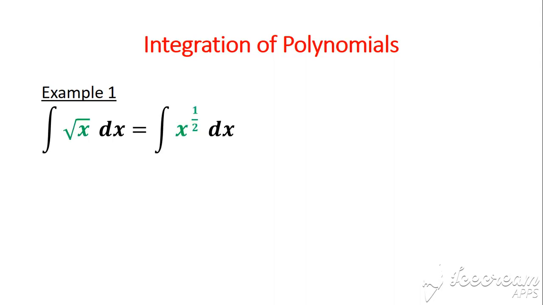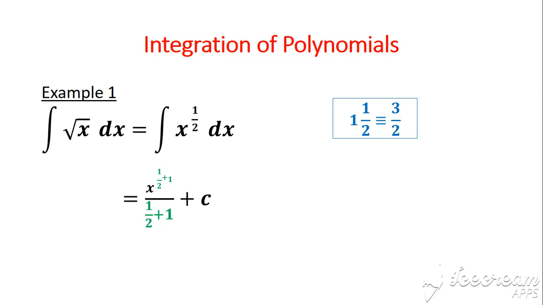Right, well, you need to remember that the square root of x has to be changed into x to the power of a half. And now we can integrate. To do that, we add 1 to the power and divide by the new power, which is going to be half plus 1. Now, we don't like using fractions inside fractions, so just remember that 1 and a half is equal to 3 halves. So we're going to change this to x to the power of 3 halves divided by 3 halves plus c.